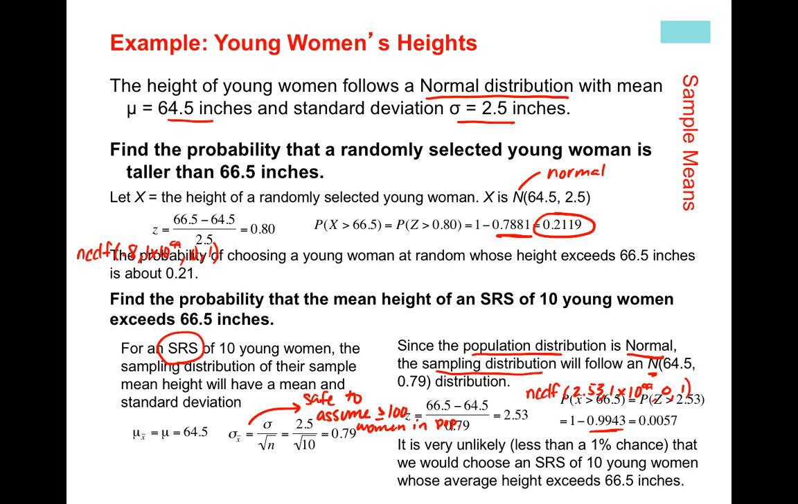So it's much more likely for us to select one woman that's taller than 66.5 than a group that has an average of 66.5 or taller. And so one thing that you will start to recognize, or hopefully will start to recognize, is that your sampling distributions are always less variable than the population. So when you're looking at extreme values, something far from the mean like 66.5, it's going to be more common to see an individual that's that tall than it is to see an average that's that tall.